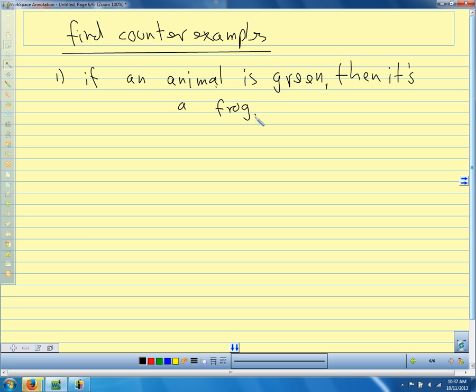Could I dye my cat green? So then your cat would be green? The Grinch is green, right? Maybe the Grinch is a frog. That's my conjecture, the Grinch is a frog. So we'd have to find a counterexample for that. Frogs don't have hair, maybe? Alright, so any of those shows that this conjecture is false.